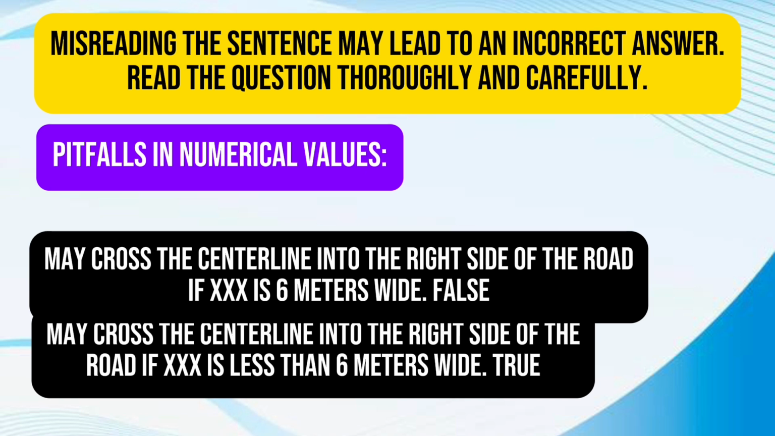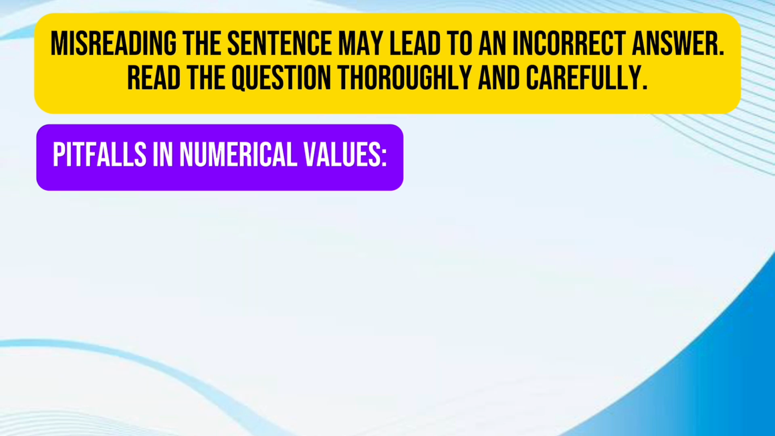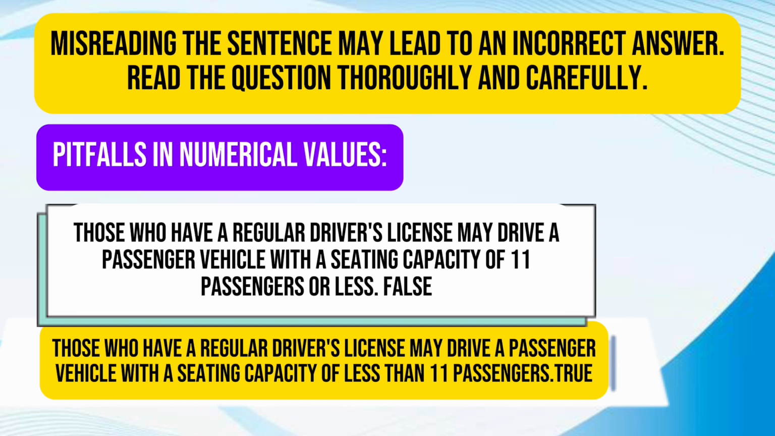May cross the center line into the right side of the road, if XXX is 6 meters wide. False. May cross the center line into the right side of the road if XXX is less than 6 meters wide. True. Those who have a regular driver's license may drive a passenger vehicle with a seating capacity of 11 passengers or less. False. Those who have a regular driver's license may drive a passenger vehicle with a seating capacity of less than 11 passengers.